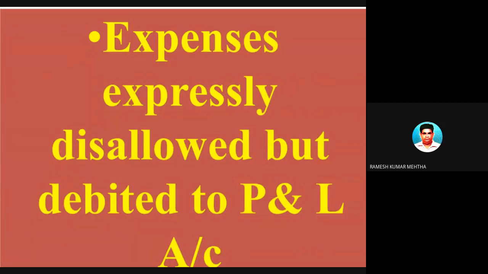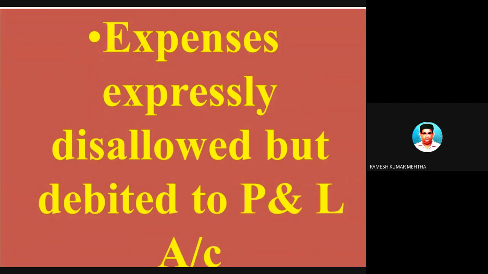The first item is expenses which are expressly disallowed but debited to profit and loss account. So certain expenses are there which are expressly disallowed but which are debited to profit and loss account. Once it's known that a particular expenditure is disallowed, it should not be debited to profit and loss account. And if at all it is debited, it's a grave mistake you have committed.